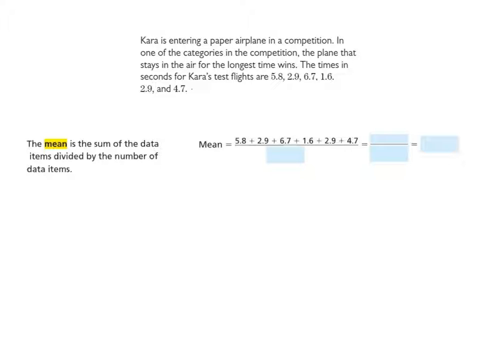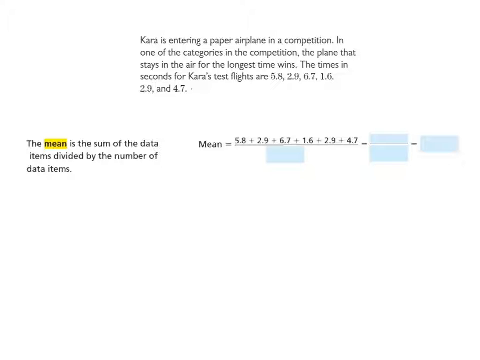So we need to find the mean for her test flights for her paper airplane. Meaning, she is flying this paper airplane, she's test flown it 3, 4, 5, 6 different times. We need to find what her average flight is. So the mean is the sum of the data items divided by the number of data items. They've kind of set it up for us here. They took these numbers, 5.8, 2.9, 6.7, 1.6, 2.9, and 4.7.